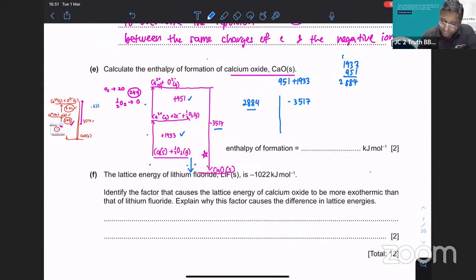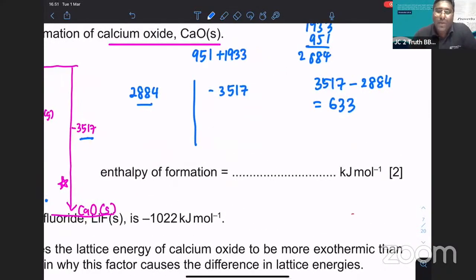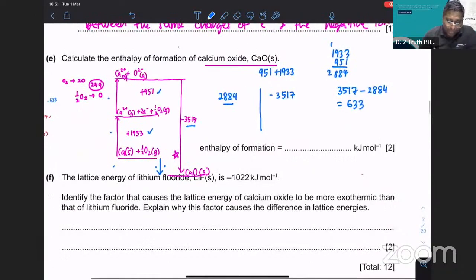If you know maths, I think straight away you can just write down 3517, then you minus 2884. Once you minus that, you are going to get 633. Once you get 633 over there, you just need to apply it over here, which is a negative value. It's going down. So it's going to be negative 633. That is going to be your enthalpy of formation for the calcium oxide.